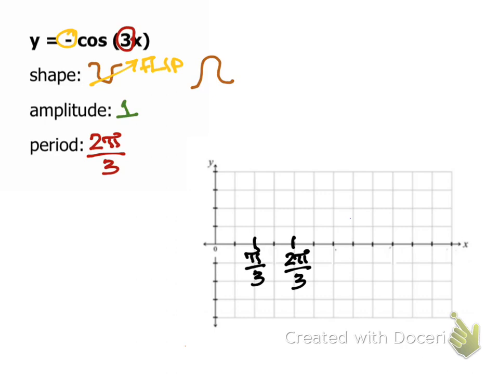Cosine usually starts with a maximum, but we flipped it, so it's going to start with a minimum at the amplitude of 1. It has another minimum at the end of its period, halfway between a maximum and halfway between our zeros.